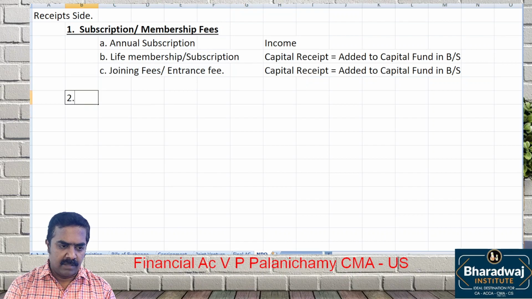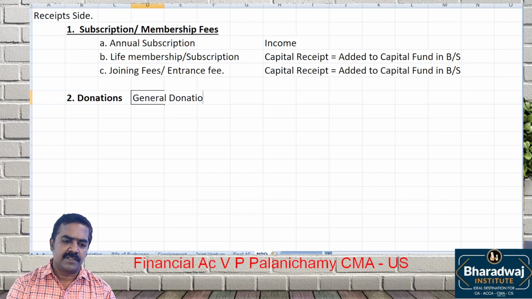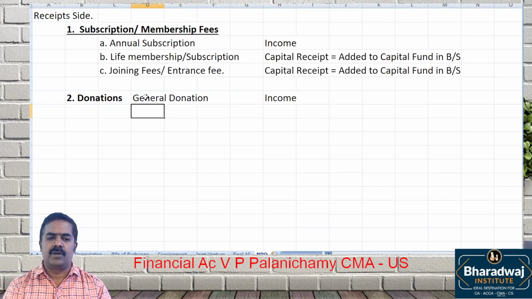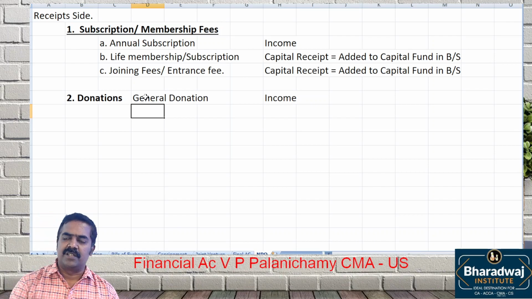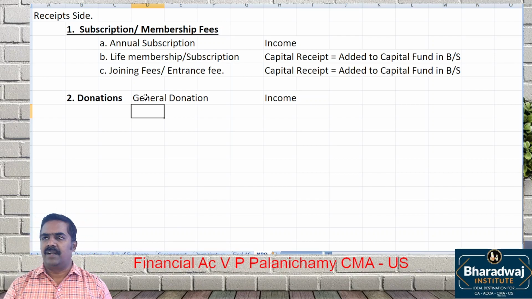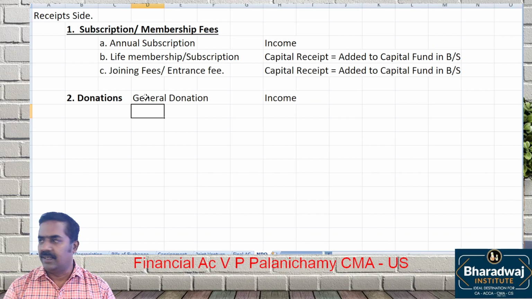Number 2, donations. How to treat donations? People donate money to a trust. General donations are taken as income. Examples of general donations: donation for food, donation for clothes, donation for giving certain medicines to the patients in the orphanage, donations for freebies like educational sponsorship. General donation is received as an income for the club or the trust.